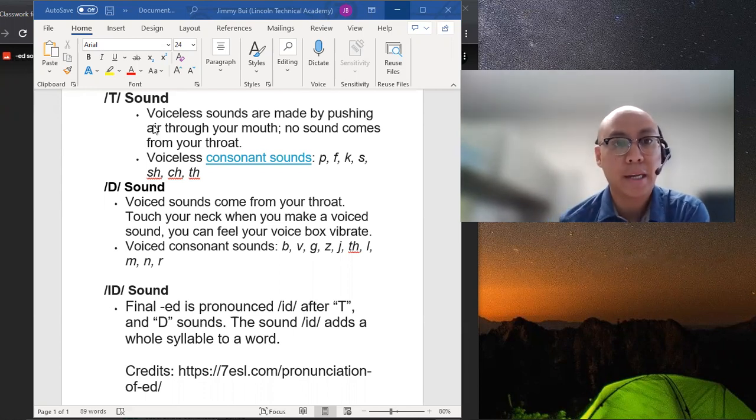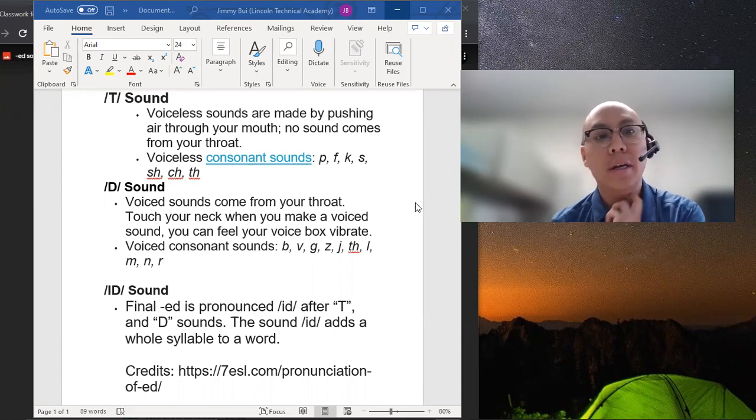sounds are made by pushing air through your mouth. No sound comes from your throat. Voiceless consonant sounds: pa, fa, ka, sa, sha, cha, and the. And then for the d sound, they are voiced sounds, they come from your throat. Okay, so you should hear vibration when you make these sounds, and it is ba, va, ga, za, ja, the, la, ma, na, and ra.